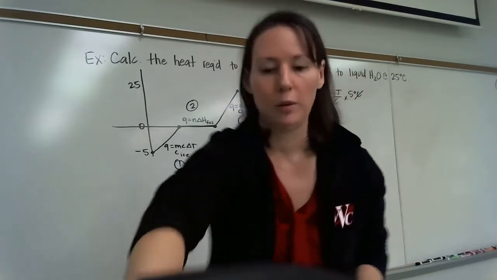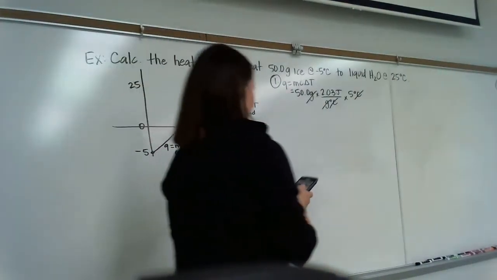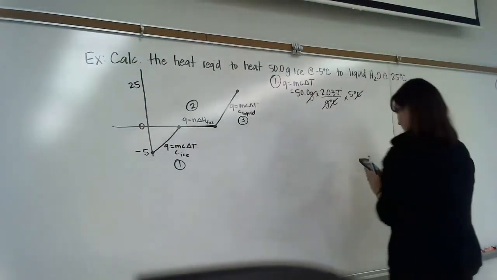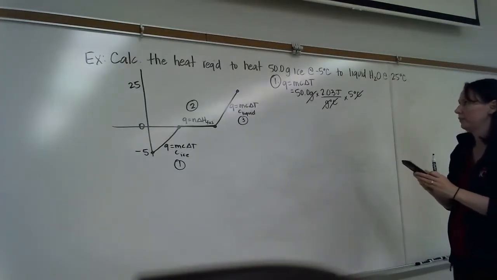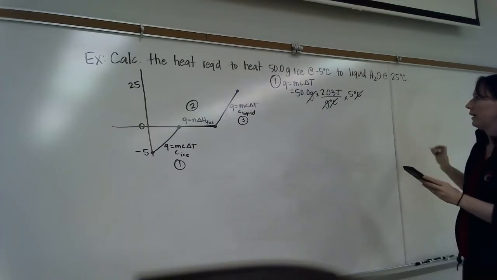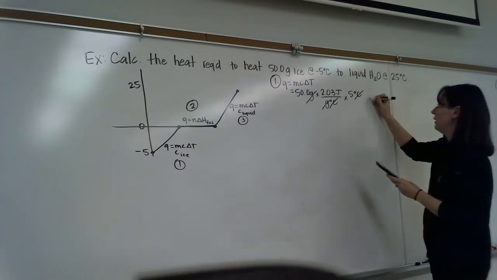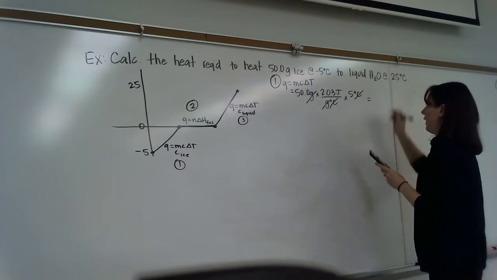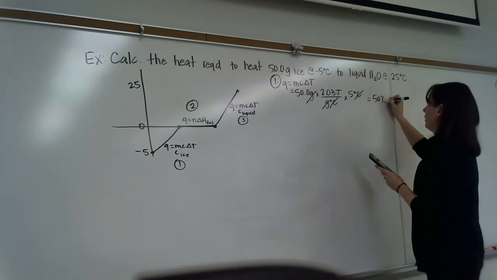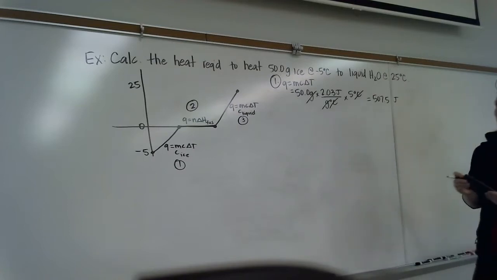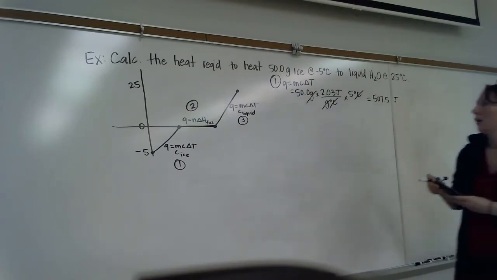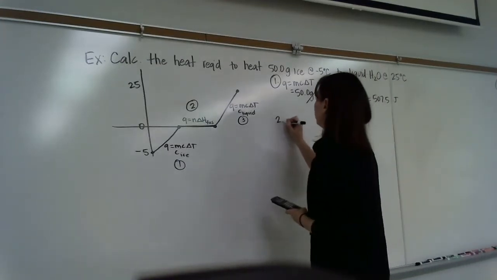So we break out our calculator. 50 times 2.03 times 5. We're going to carry out our decimal places and round at the very end. So 507, and my unit is joules. Do we agree on that value? Those of you calculating along with me? All right, let's do number 2.